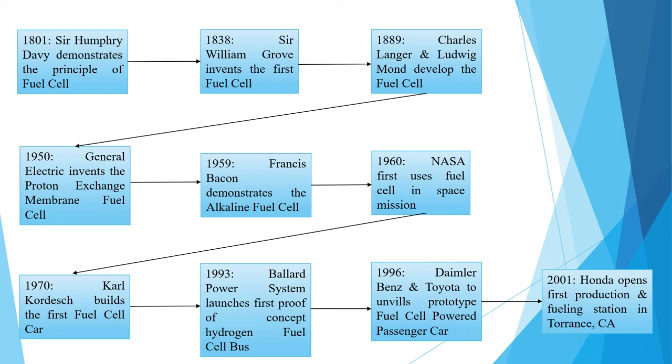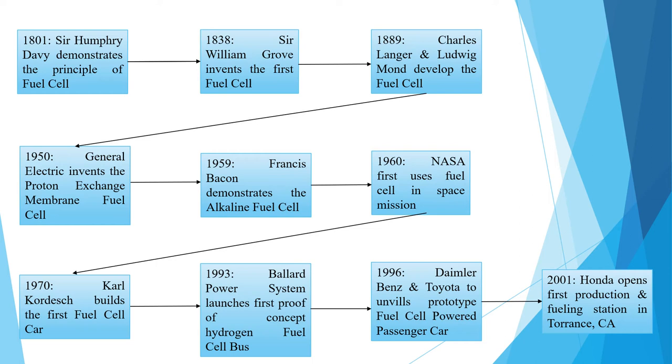After that, in the year of 1970, Carl Cordes built the first fuel cell car. Then, in the year of 1993, Ballard Power Systems launched the first proof of concept hydrogen fuel cell bus. So in 1970, the first fuel cell car was built by Carl Cordes, and in 1993, the hydrogen fuel cell bus proof of concept was launched by Ballard Power Systems.